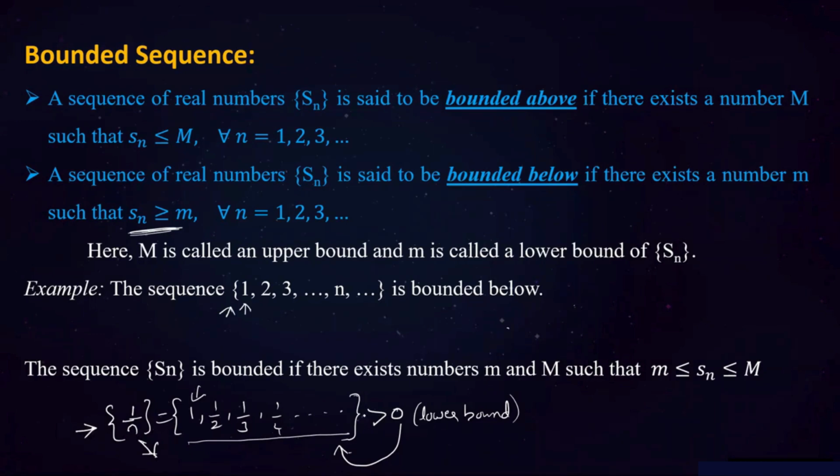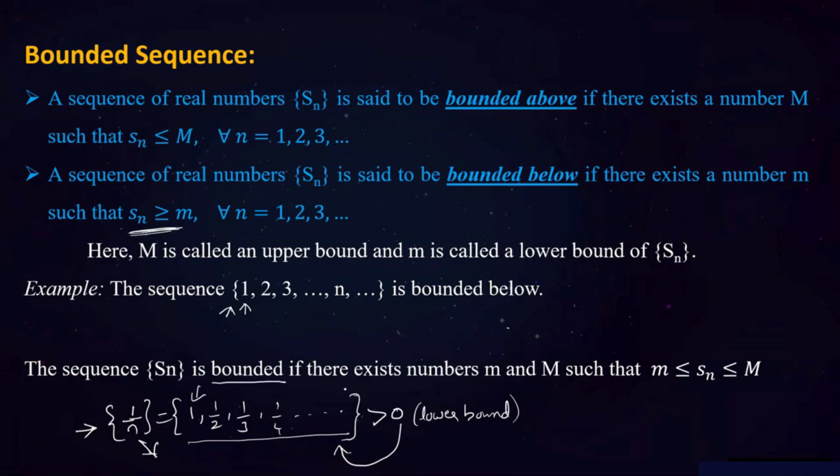To be bounded above, you must have a highest value. To be bounded below, you must have a lowest value. And to be bounded, simply, if you can find both a lower bound as well as an upper bound for the given sequence, if there exist numbers, both small m and capital M, in the sense, for a given sequence, if you have both a lower bound as well as an upper bound, then you normally call the given sequence a bounded sequence.